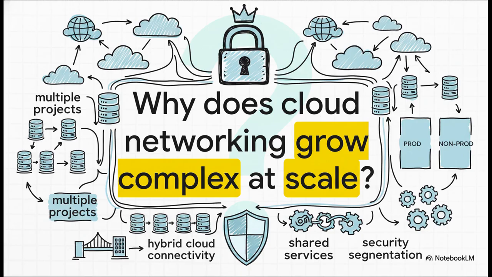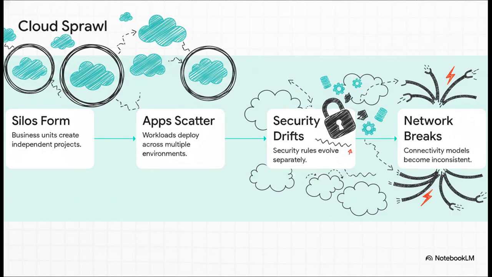Honestly, when we audit these setups, we usually see teams struggling to even map out their own connectivity. Without a solid foundational plan, that operational scalability just hits a brick wall. And without a standardized model, what inevitably happens is this chaotic, highly fragmented evolution. It usually starts out innocently enough, right? Different business units spin up independent projects in a silo, just because they want to move fast. Then, app teams start scattering workloads across multiple environments. And before you know it, your security rules are drifting entirely separately from one another, and your connectivity models are just a tangled mess. It's the classic shadow IT nightmare, but playing out at a massive enterprise scale.